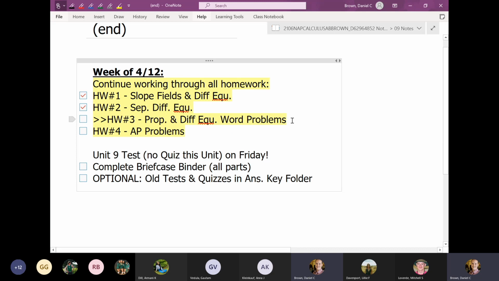Some of them will just ask you to set it up. Some ask you to solve it. So make sure you read the instructions. And then homework 4, you technically could have started before spring break because there's not any of the proportionality problems on it. But that's the only homework you have. Remember, there was no quiz this unit. You know that your test is on Friday, so eventually we'll have the briefcase binder and then any optional practice that you do.